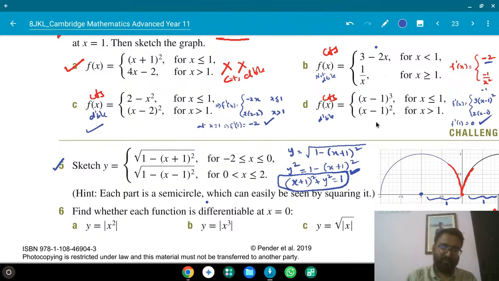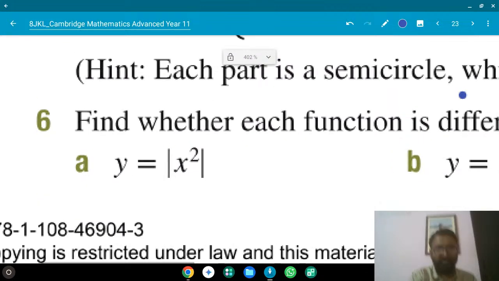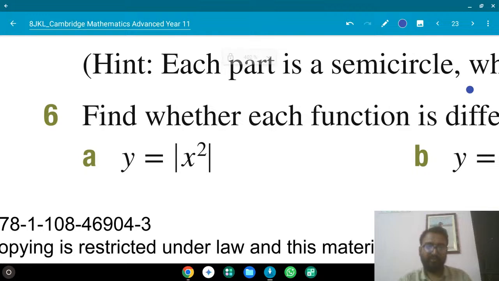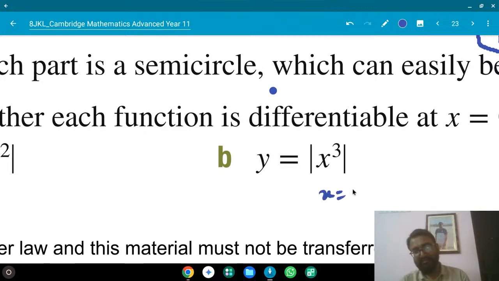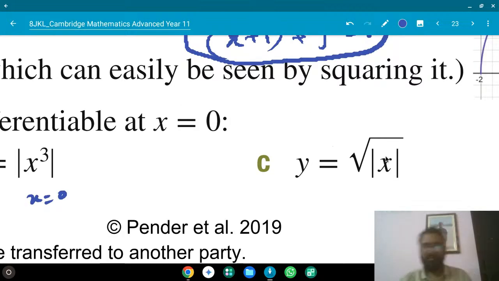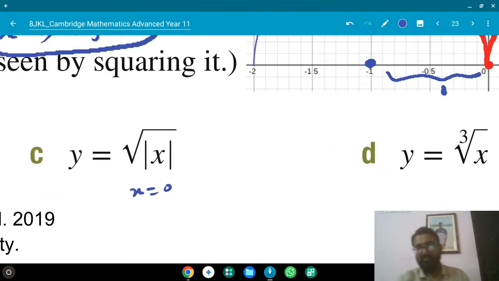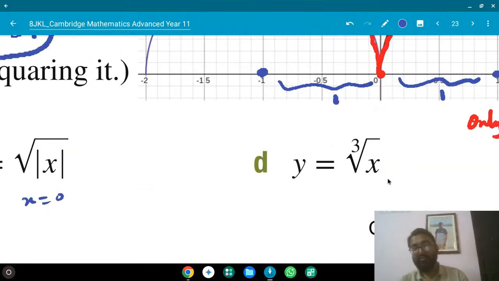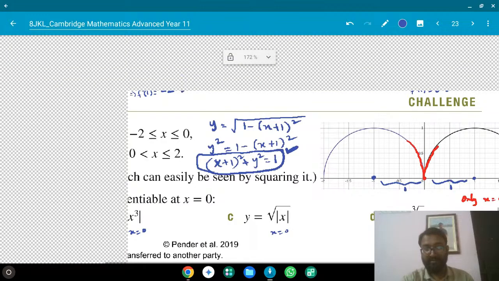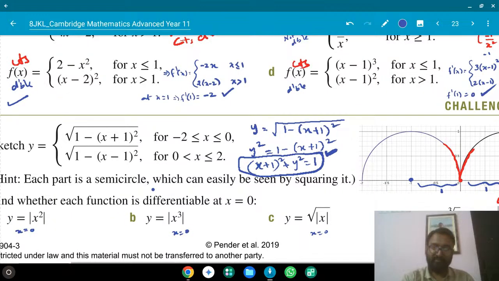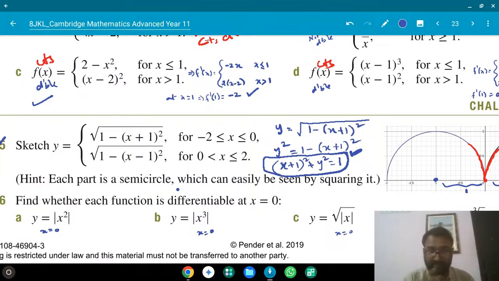Now come here. Mod of x square, where x square becomes zero, at x equals 0. Mod x cube, x equals 0. What about mod x? It is x equals 0. We'll plot all these graphs. Now it is cube root of x. We have to think about it. It is a tricky function. It is not a polynomial because its power is a radical.